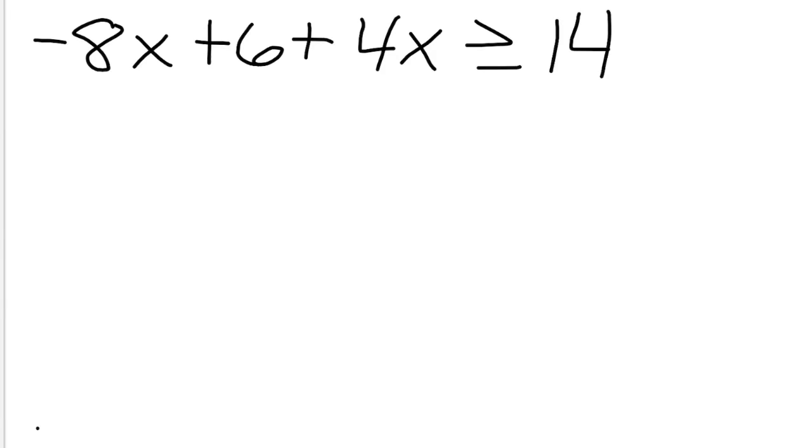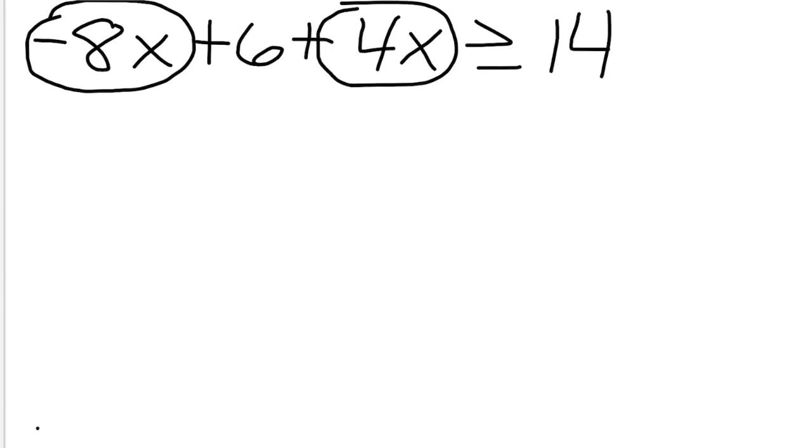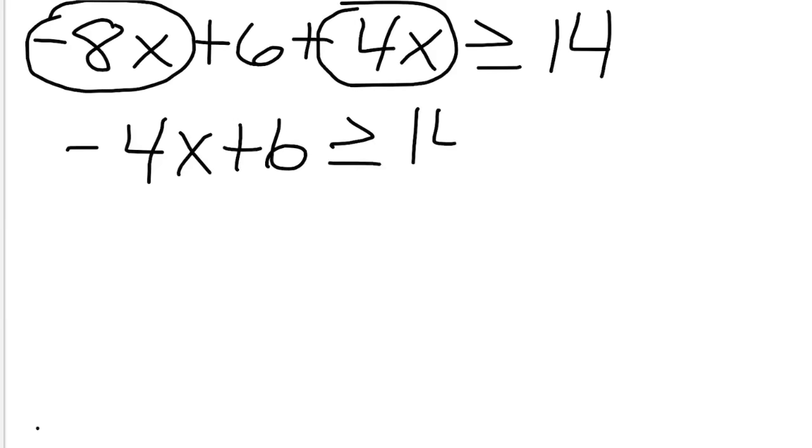So the first step to solving this problem is combining like terms. Remember, we need to simplify before we start making 0 pairs as much as possible on the left side. So we have 2 terms that are alike. We have negative 8x and positive 4x. So that gives us negative 4x plus 6 is greater than or equal to 14. There's nothing else to simplify on the left, so we can start making 0 pairs.